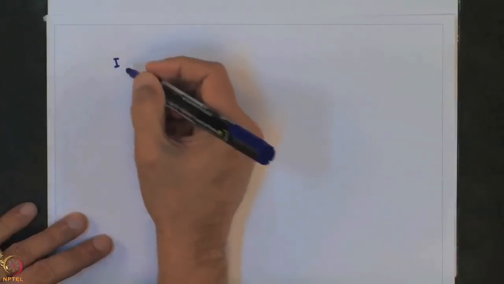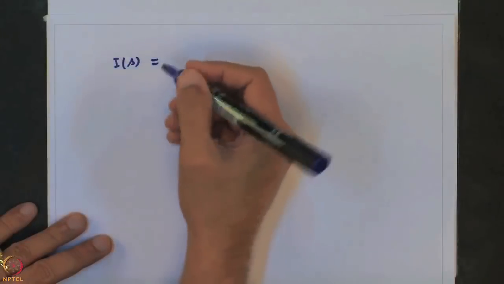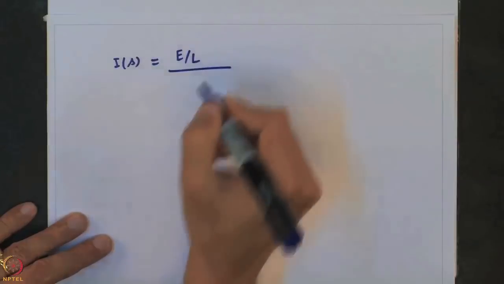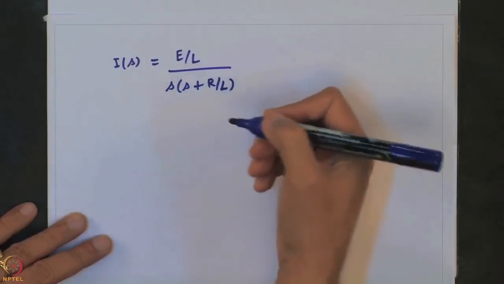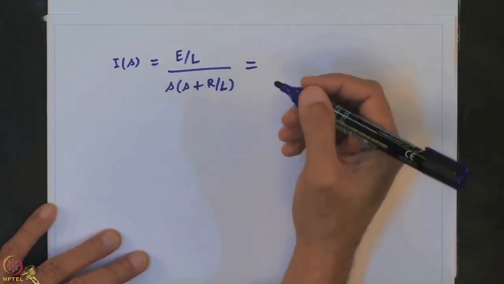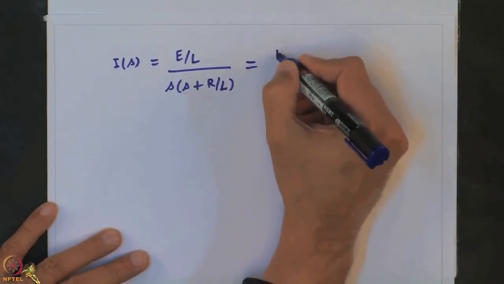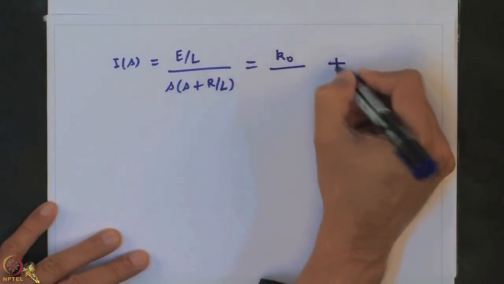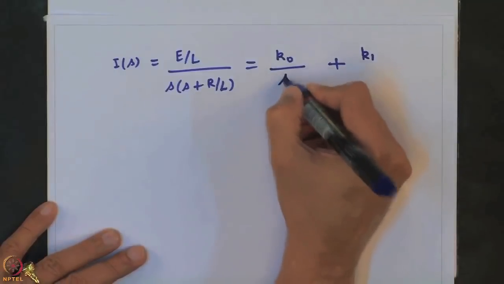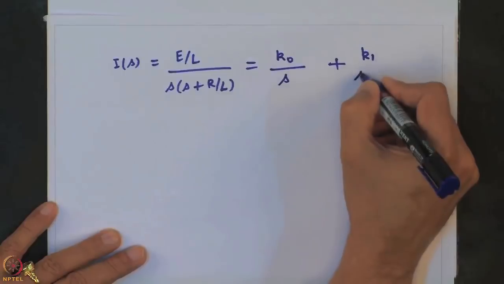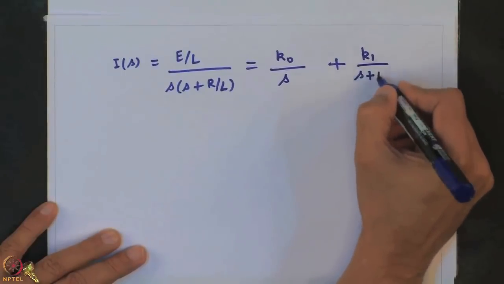Now, solving it using the partial fraction method that we have briefly seen before, the trick is to say that I of S is equal to E by L divided by S into S plus R by L. I just write this as a sum of two partial expressions, K0 by S plus K1 by S plus R by L.